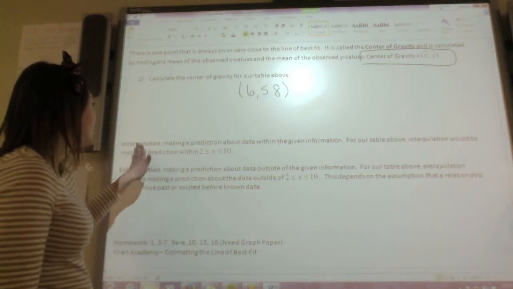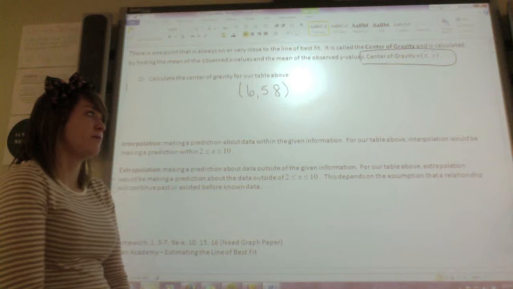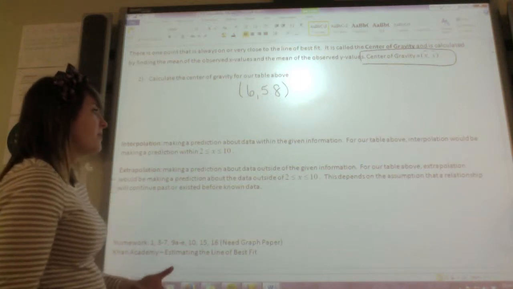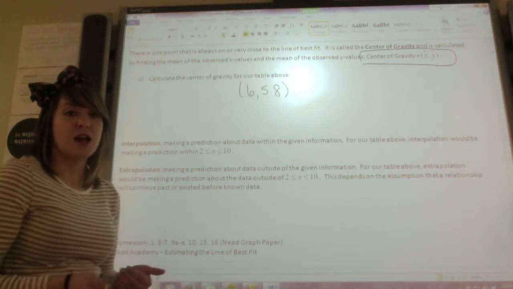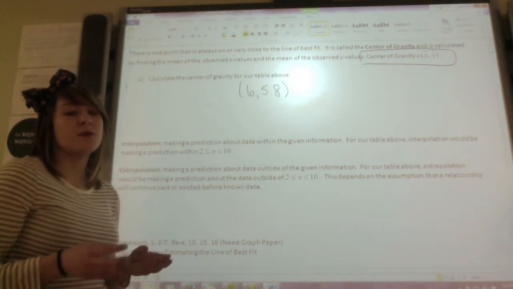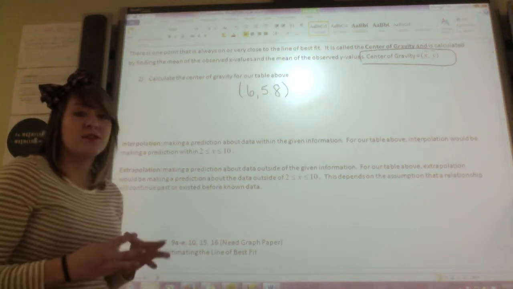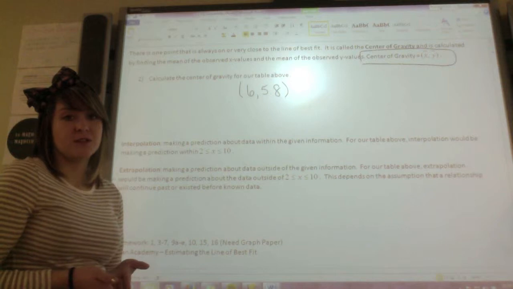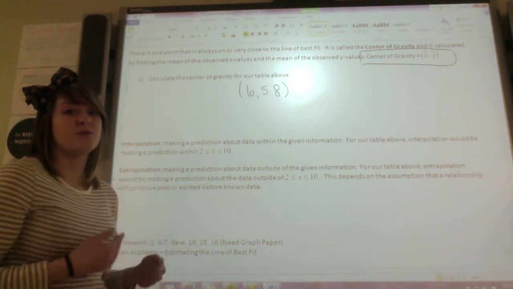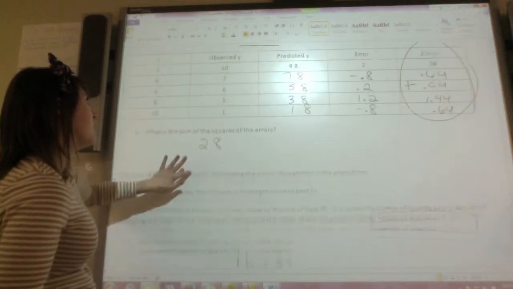Interpolation is when you make a prediction about data within the given information. For our table above, interpolation would be making a prediction within x between 2 and 10. So when you're predicting data that's within the given range of the given data, that is called interpolation. You're making a prediction, but it's within the same range that you are already given.